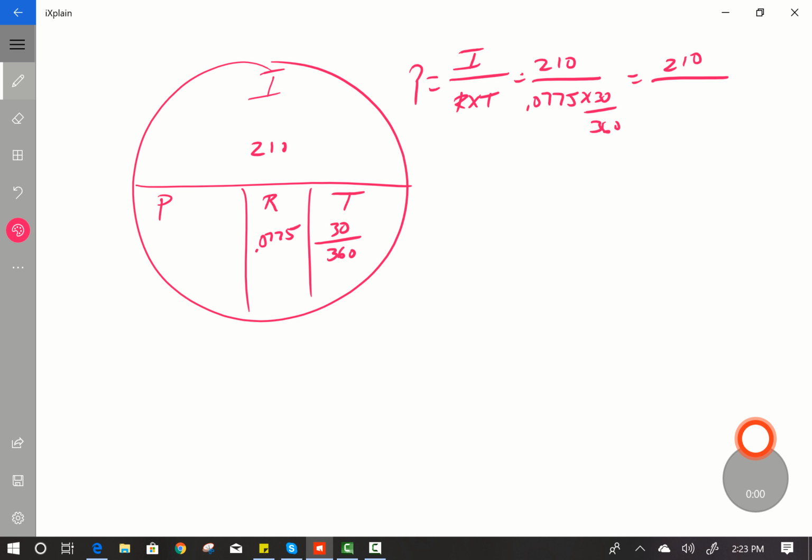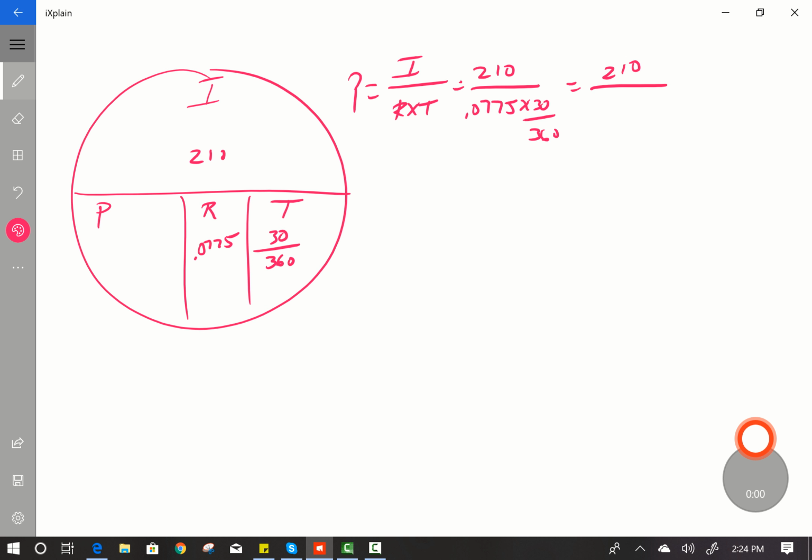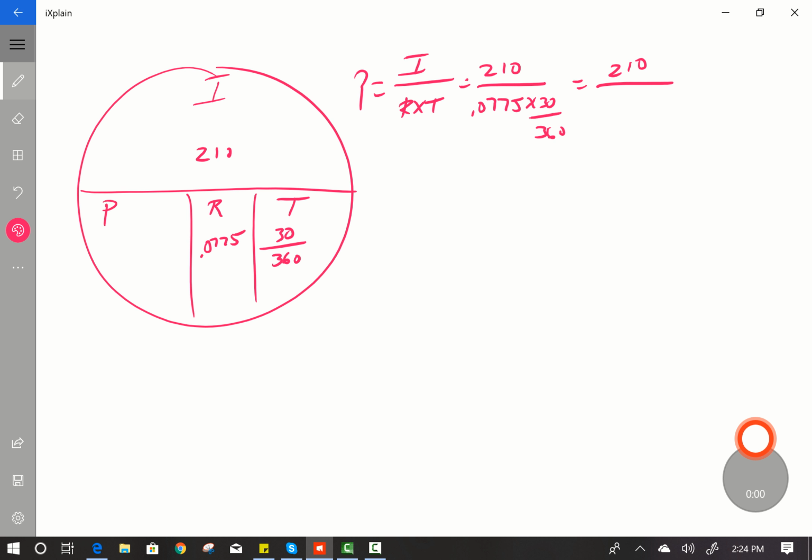It's about 0.006458. Well, that's not right. What did I do? Oh, okay, yeah, that's right. Never mind, I have lost it. It is 0.006458.